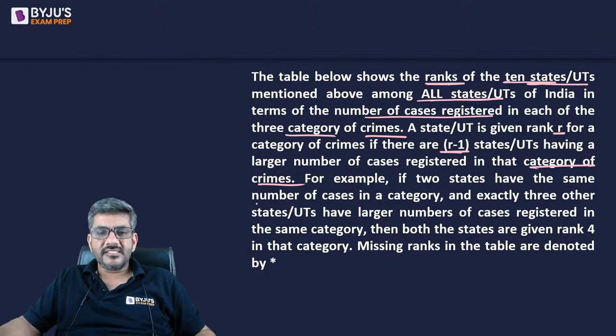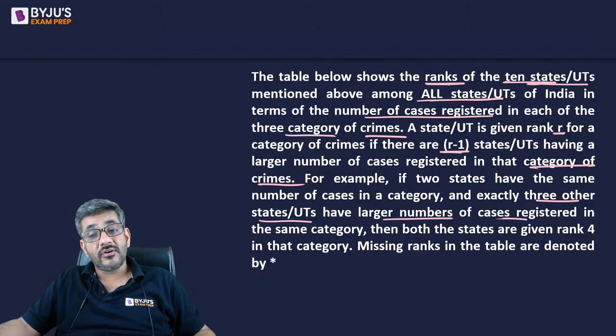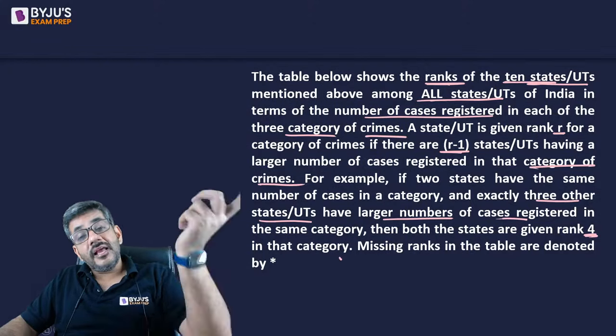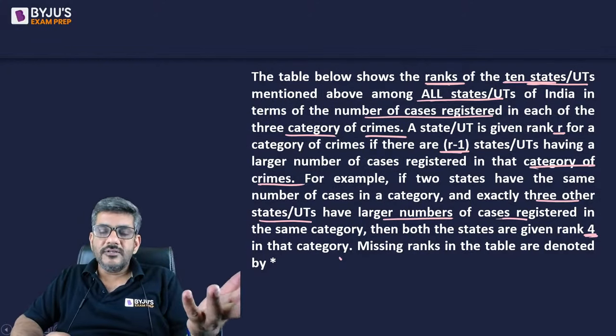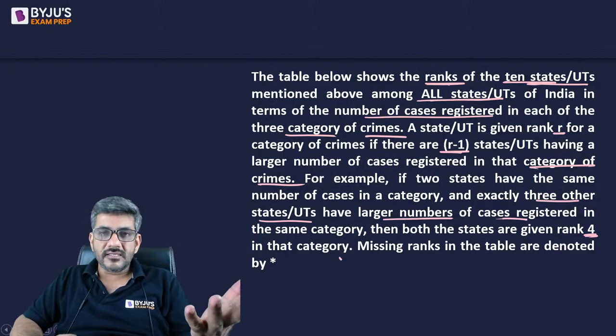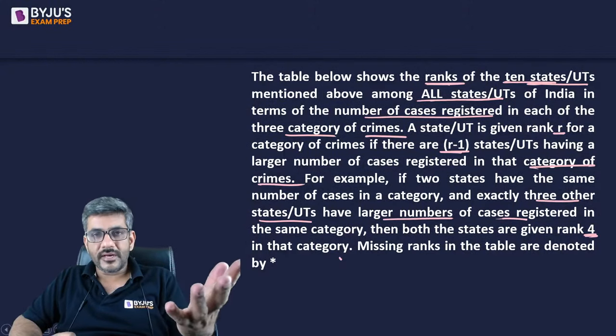So if two states have the same number of cases in a category and exactly three other states or UTs have a larger number of cases, then they both would be given rank 4, whereas the next would be given rank 6, because there are already 5 states and UTs above it. There are 5 states or UTs above the other one, right? I hope you are getting my point.